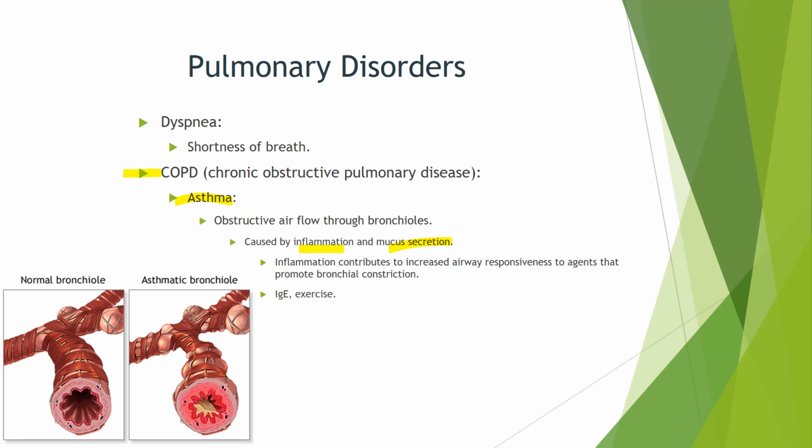Inflammation is going to contribute to the responsiveness to agents that promote bronchial constriction. Two examples of this would be an allergen, so an increase in your IgEs, immunoglobulin E's, and also exercise-induced asthma. If we look at this picture here, we have a normal bronchiole and here we have an asthmatic one, and you can easily tell the lumen is a lot smaller in the asthmatic as compared to the normal, and the red is showing inflammation of that bronchiole as well.